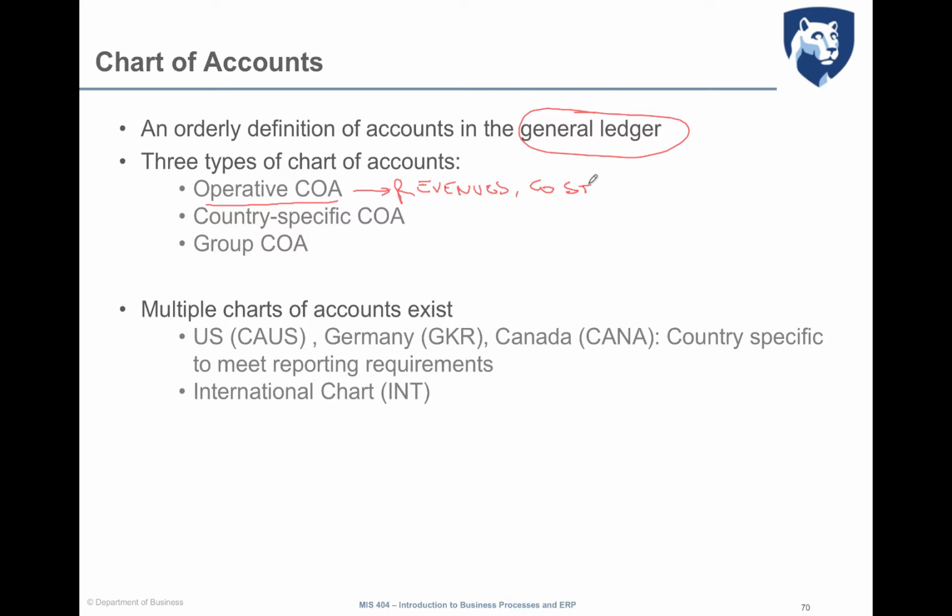All the accounts in the operative chart of accounts are mapped to alternative accounts in the country-specific chart of accounts. And companies create these alternative accounts to meet special country-specific reporting requirements. So the country-specific chart of accounts can also map some operative accounts, because companies have specific reporting requirements related to their area.